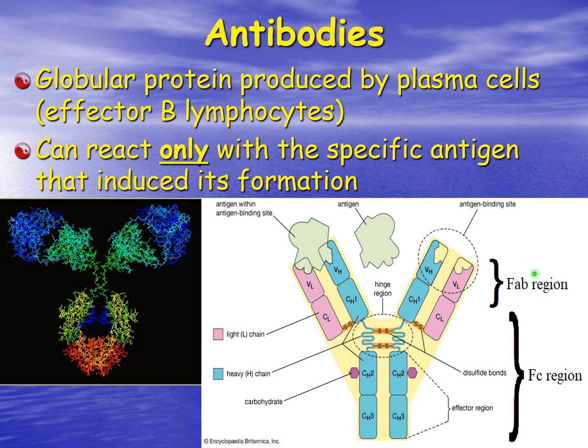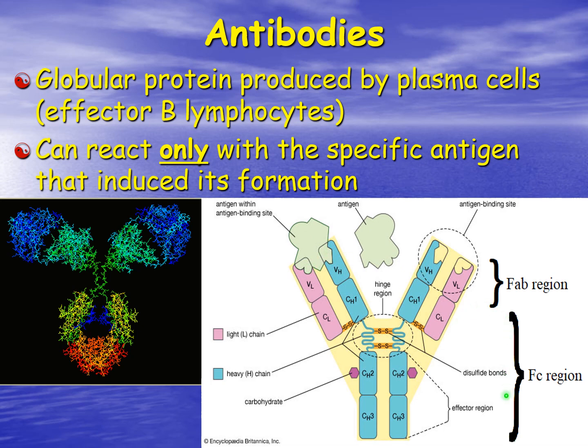Each FAB region, or the highly variable region right here on the arms, is the only part of the antibody molecule that can react with the specific antigen. The reason for this is the amino acid sequence in the upper arms here of the FAB region, and this stands for antigen binding region, will fit only one antigen in its makeup. So this is why these areas are variable in their amino acid content.